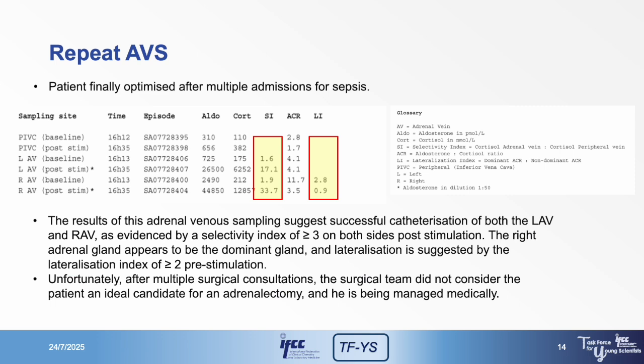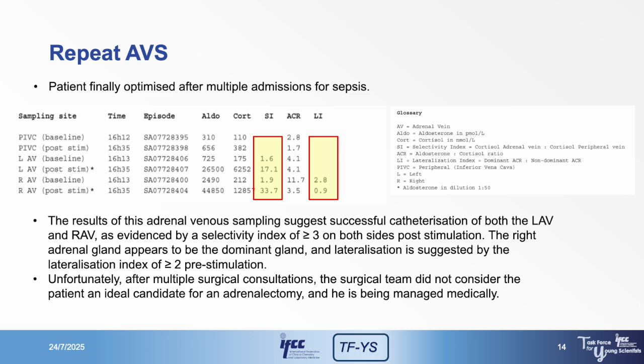Two years later, the patient was finally optimized after multiple admissions for sepsis, and AVS was performed again, and the results of this sampling suggested successful catheterization of both the left and right adrenal vein, as evidenced by a selectivity index of greater than or equal to 3 on both sides post-stimulation. The right adrenal gland appeared to be the dominant gland, and lateralization was suggested by the lateralization index of greater than or equal to 2 pre-stimulation.